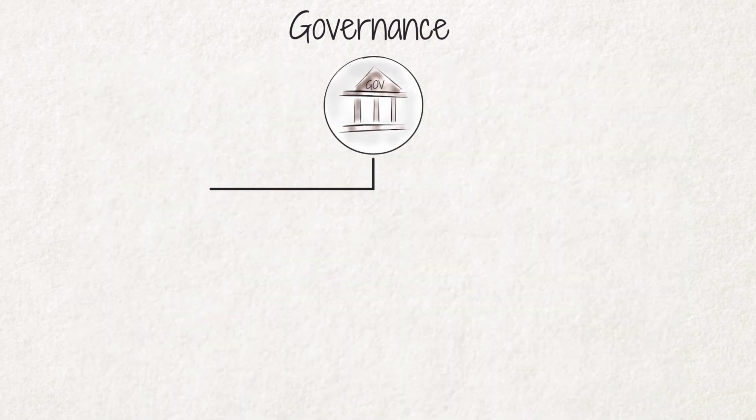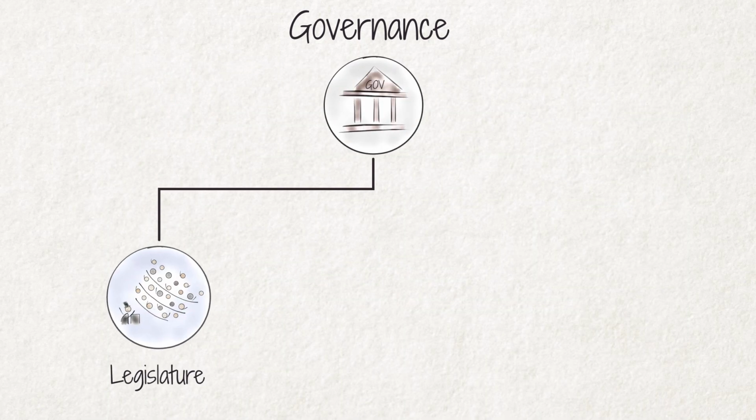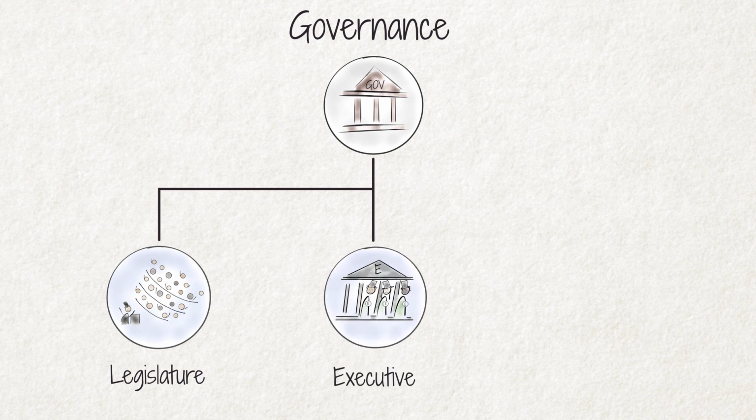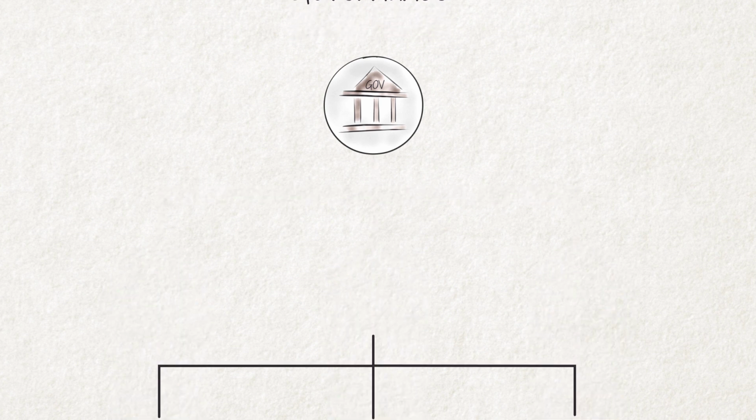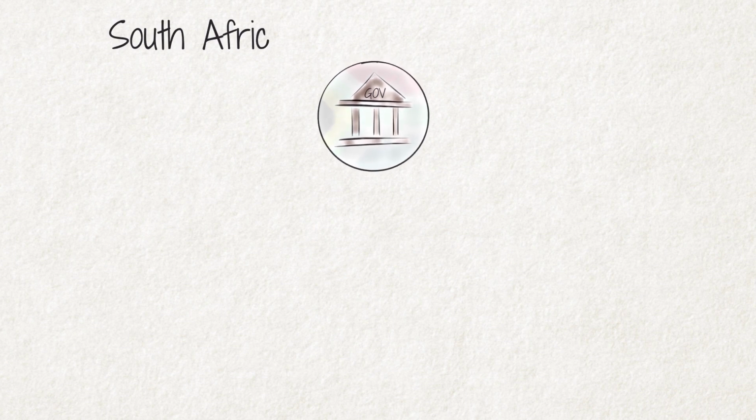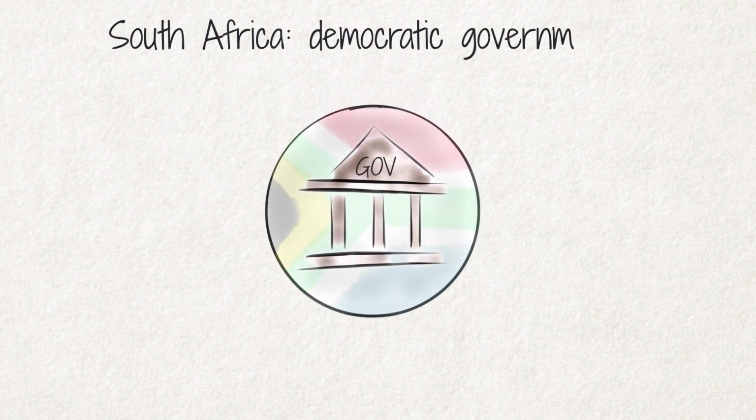Government normally consists of the legislature, which creates the laws, the executive, which implements the laws, and the courts or judiciary, which interpret and apply the laws. There are many forms of government. In South Africa, we have a democratic form of government.